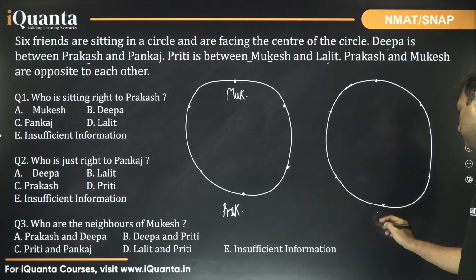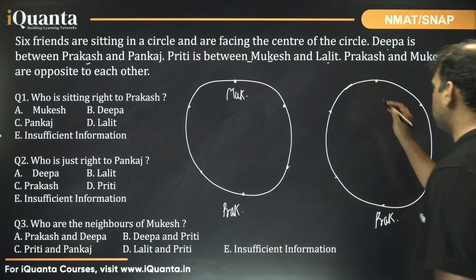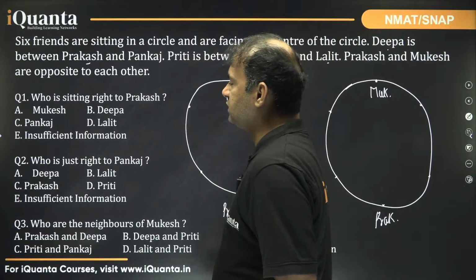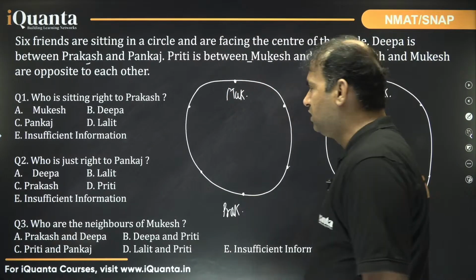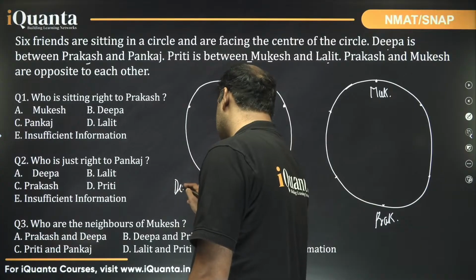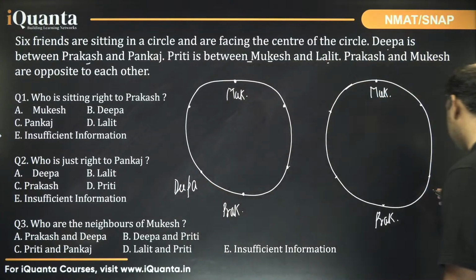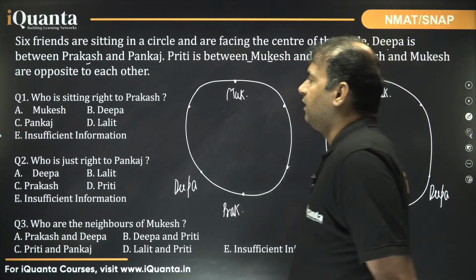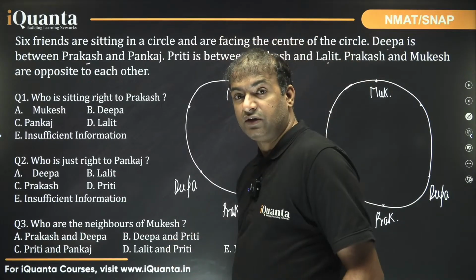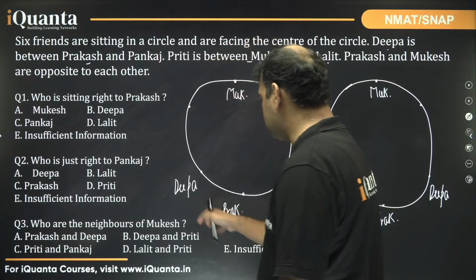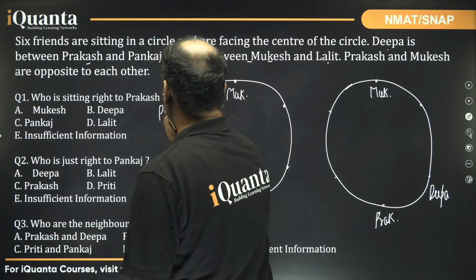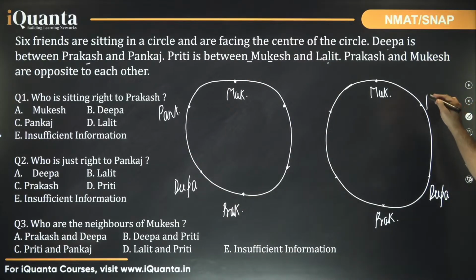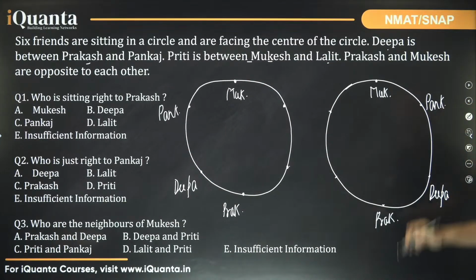Now this one is Prakash, and this one is Mukesh, right? So let's see the first point again. They're saying Deepa is between Prakash and Pankaj. That means Deepa is adjacent to Prakash. So Deepa can be either here adjacent to Prakash, or Deepa can be here adjacent to Prakash, right? There can be 2 possibilities for Deepa, obviously. Now they are saying Deepa is adjacent to Pankaj as well. So the second adjacent to Deepa, this place is left for Pankaj. And here, the second adjacent to Deepa, Pankaj should be placed here only. There is no other possibility.